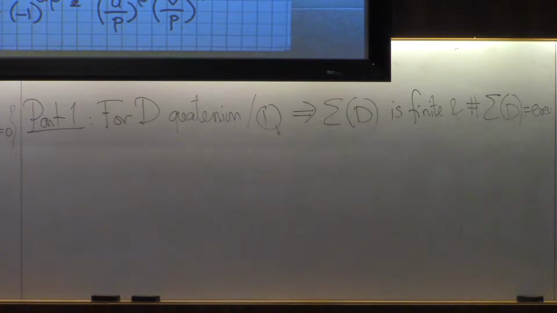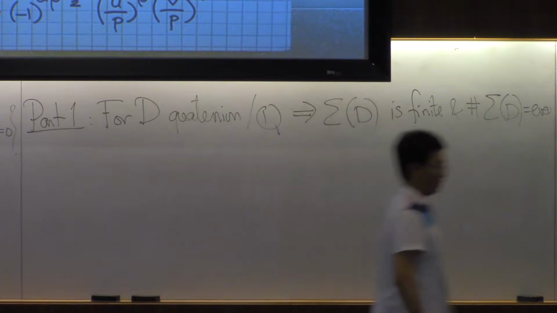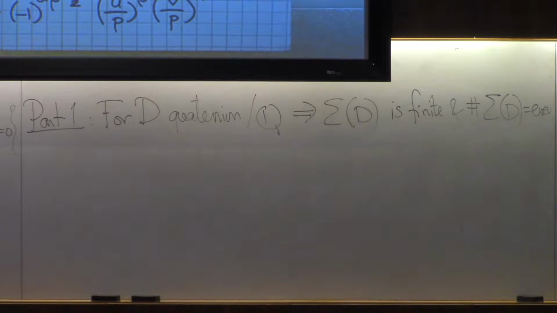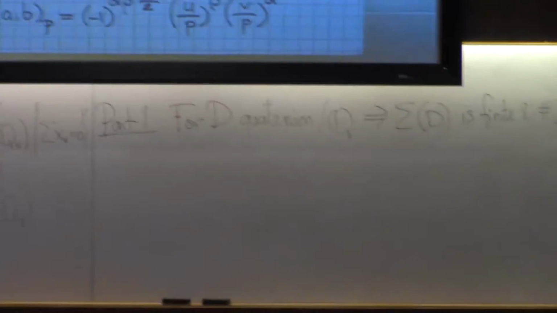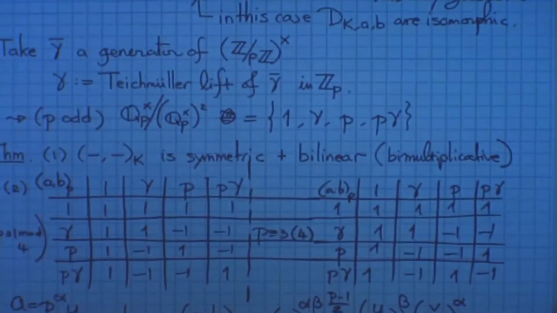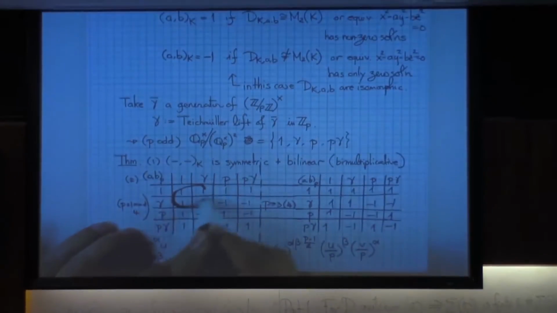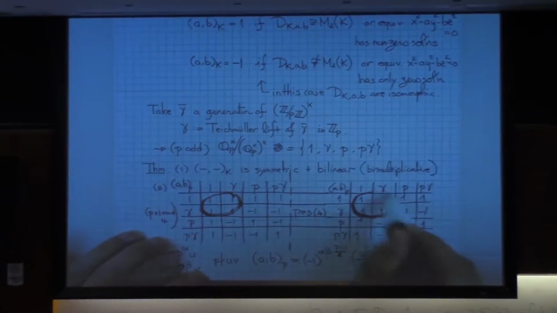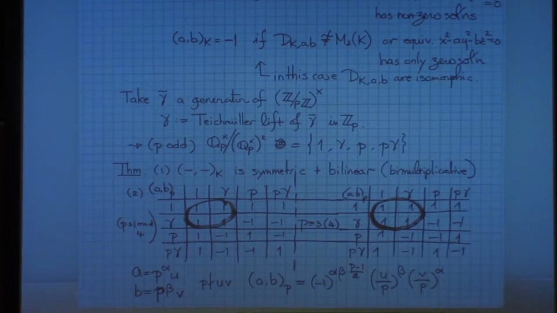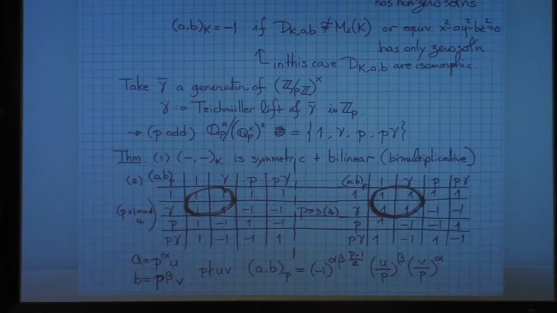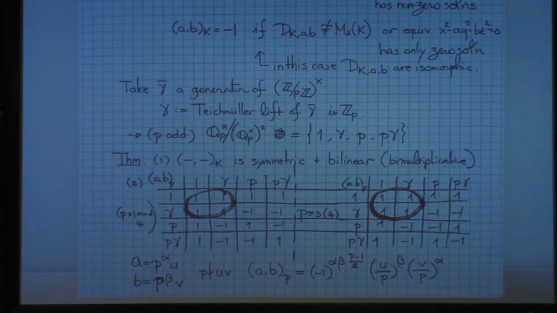So let's stare at the table for a bit. We have this classification of quaternion algebras over the local field, at least when p is an odd prime. If you look at the upper left 2×2, basically, I want to say the following.